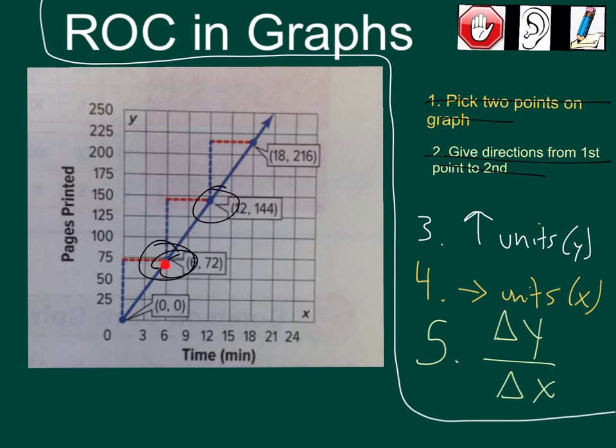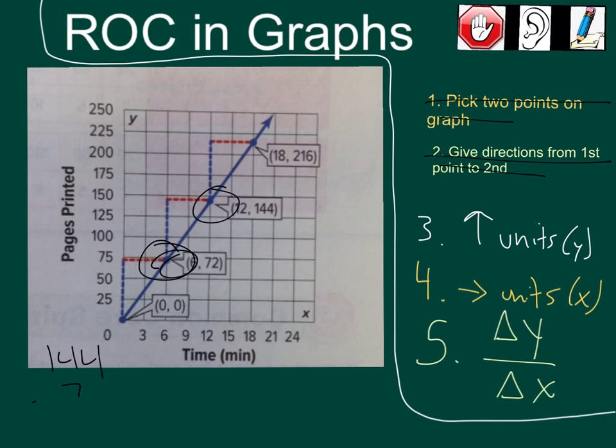So now I'm looking to see from this point how much I need to go up the y-axis in order to be right in line with my next point. And it looks like I need to go from 72 to 144. So from 72 to 144. And I just need to calculate that quick to figure out the difference.